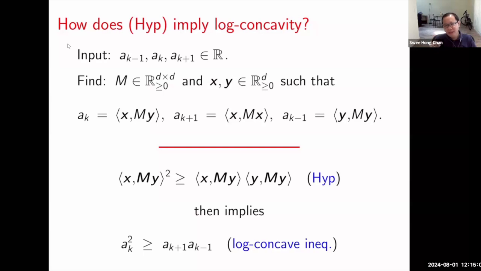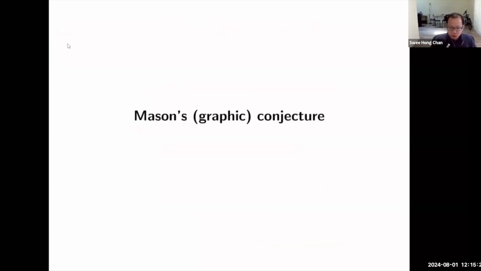But for the second, suppose that you already have a good guess of what the matrix M is. Then how do you prove this hyperbolic property? It can be done in many ways. One of them, and the one that I want to present today, is by using combinatorial atlas. As a running example, as a demonstration of how to use it, let us go back to Mason's conjecture. And for today, we will only focus on the graphic case.